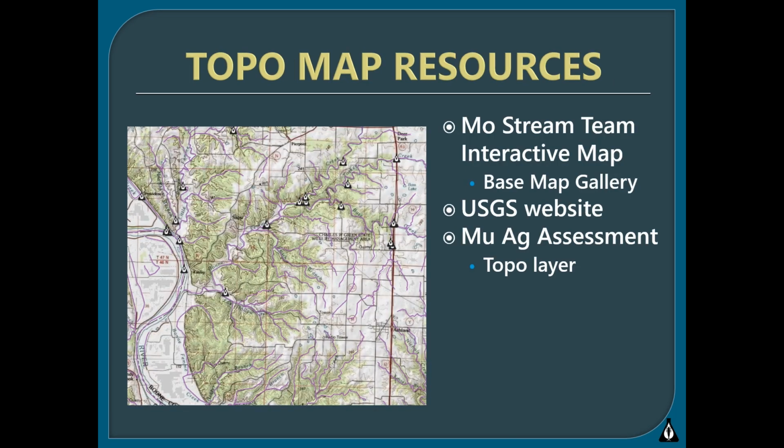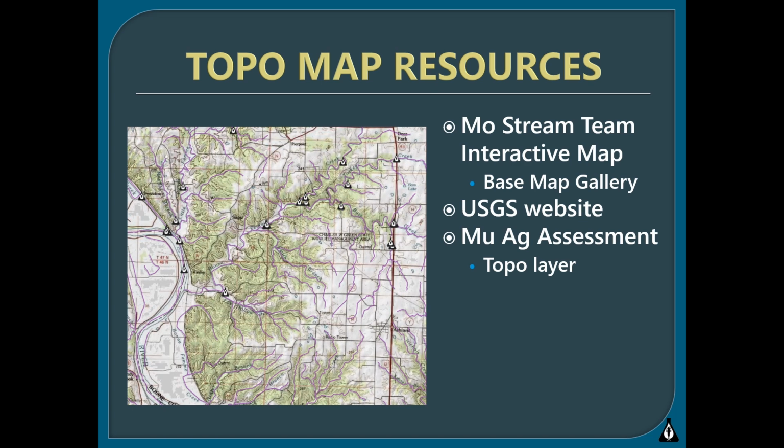Here's some places that you can go to screenshot or download your own topographic maps, so you can do this yourself. First one is the Missouri Stream Team Interactive Map. We have a base map gallery that includes topographic maps over the entire state, over the entire nation actually. You could also go to the USGS website. They have topographic maps available. Also, MU or Mizzou's Ag Assessment has a topo layer on their website as well. So if you Google any of those, you should be able to find more topographic map resources.